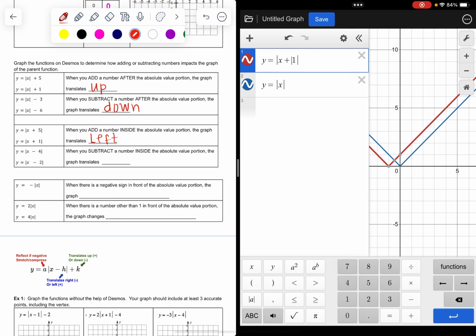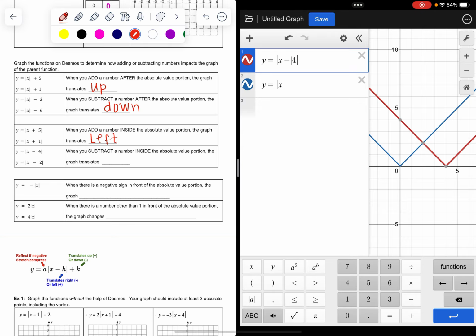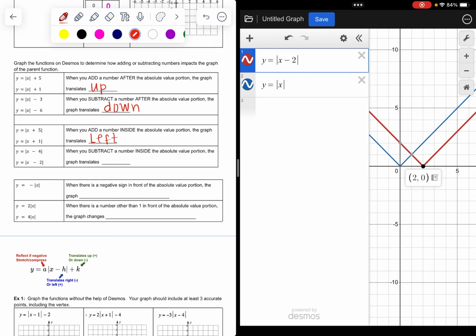Let's see what happens when we subtract a number inside. x take away 4. Now our vertex is at positive 4, comma 0. So it moved to the right. Let's see if that is still true when we subtract 2. Yep, now it's at 2, comma 0. So it moves right.